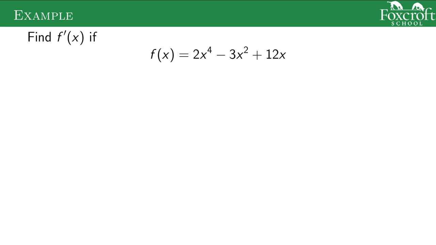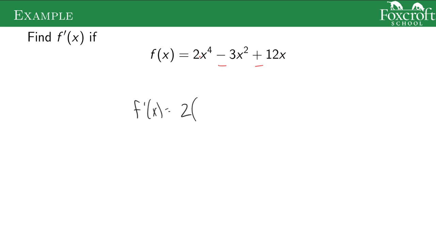Next one, f of x equals 2x to the 4th minus 3x squared plus 12x. A couple of things happening here. Again, we have the pluses and minuses, so we can break it down into 3 separate problems. And also we have these constant multiples. They're being multiplied by something with an x, so they're not going to go away. Instead, they're just going to stay there. So what we're going to do is this 2 is just going to stay there.